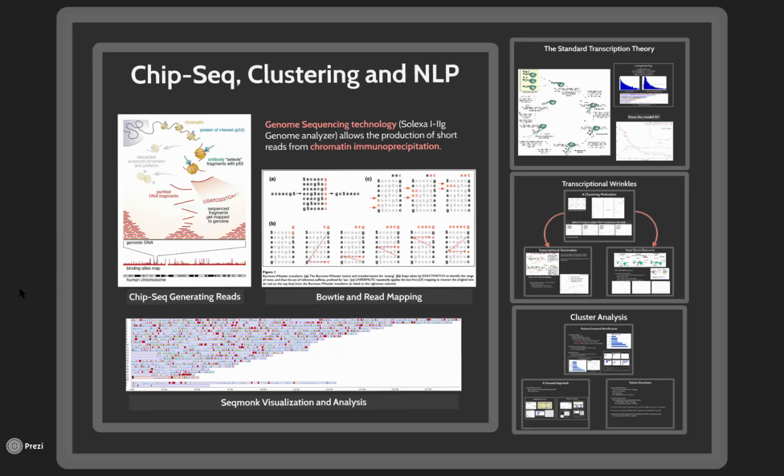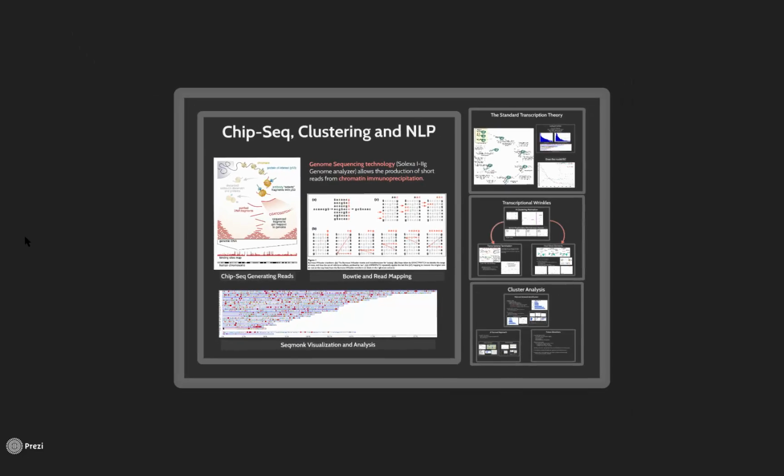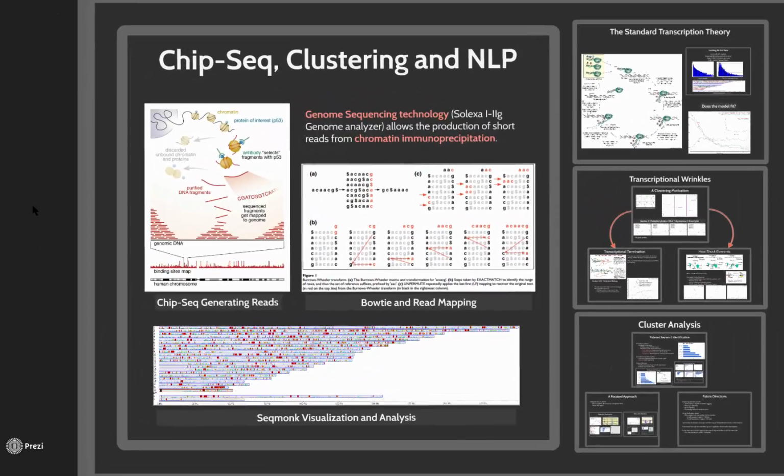Hello, I'm Tom Luchtefeld, and today I'm going to be talking to you about my third rotation at Johns Hopkins School of Public Health in Dr. Jiming Wong's laboratory. In this lab, I worked on chromatin immunoprecipitation sequencing data. I used clustering algorithms and natural language processing. Let's go ahead and get started.